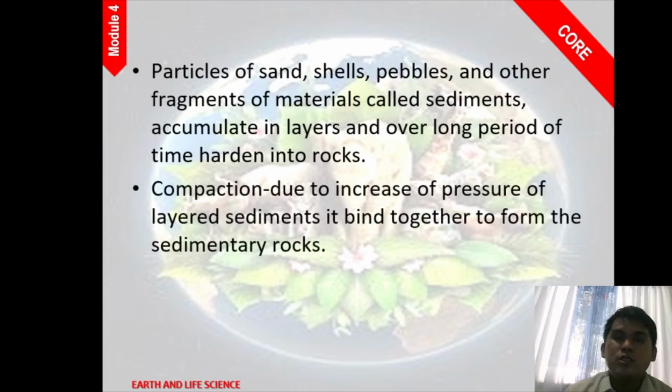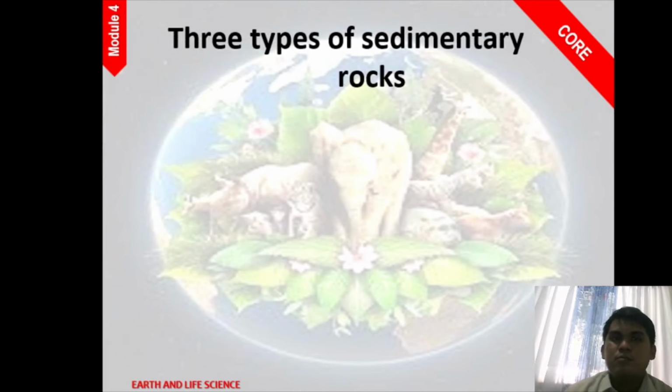Compaction is due to the increase of pressure of layered sediments. They bind together to form the sedimentary rocks. As you can see, sedimentary rocks are like our snack or a kakanin known as sapin-sapin. There are three types of sedimentary rocks.